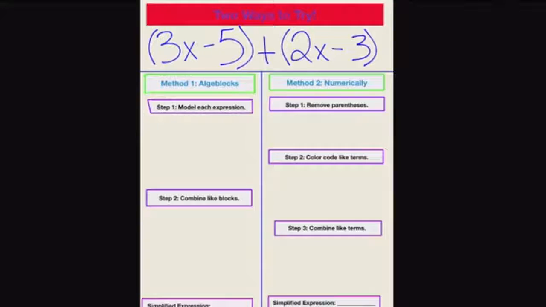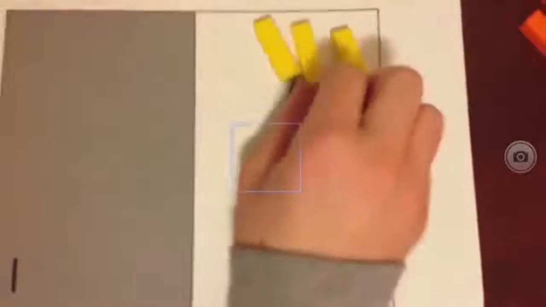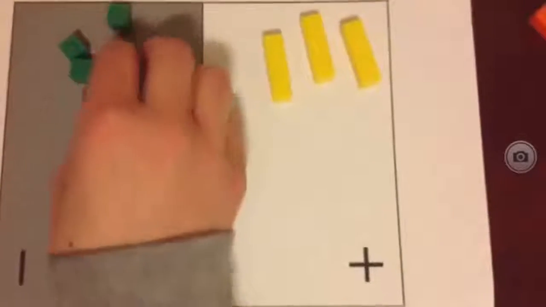Now we've got 3x minus 5 plus 2x minus 3. Let's start with our algebra blocks and begin by modeling our expression. Okay, so we're going to start with our first expression, which is 3x minus 5. So I'm going to put my positive 3x on the positive side, and we're taking 5 away, so 5 green cubes over on the negative side. Okay, that's our first expression, 3x minus 5.